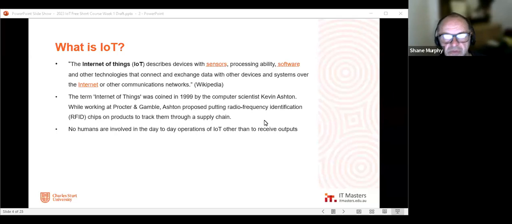The whole concept of it, though, is that no humans are involved in the day-to-day operation of the IoT network other than to receive outputs. And I'll pass it over to Jeff to talk about that in just a sec. But you'll also hear other terms bandied around. The Internet of Things has got quite a Guernsey recently.